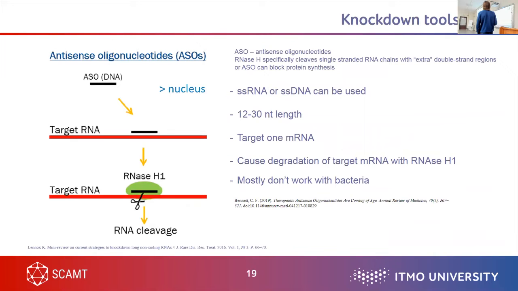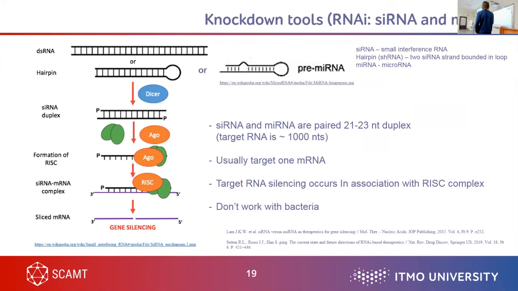So next is antisense oligonucleotides, or ASO. They are analogs of RNA interference, but much simpler in mechanism. I didn't mention that RNAi doesn't work with bacteria, because bacteria don't have these proteins. If we affect some RNA, we have to have these proteins, and they are present in eukaryotic cells, but not in prokaryotic cells.